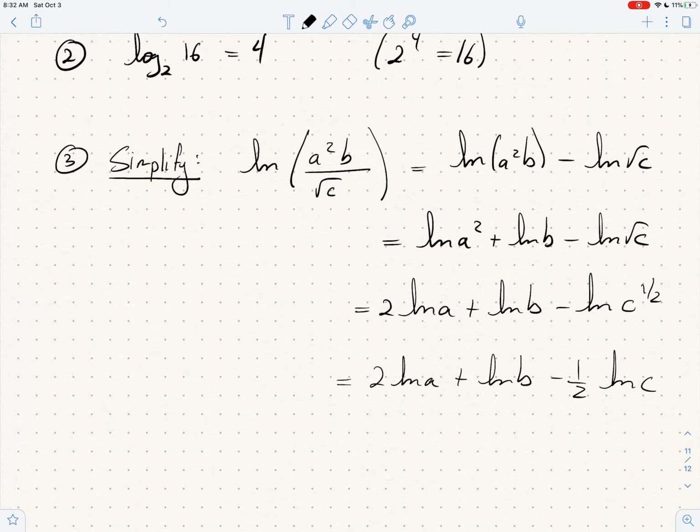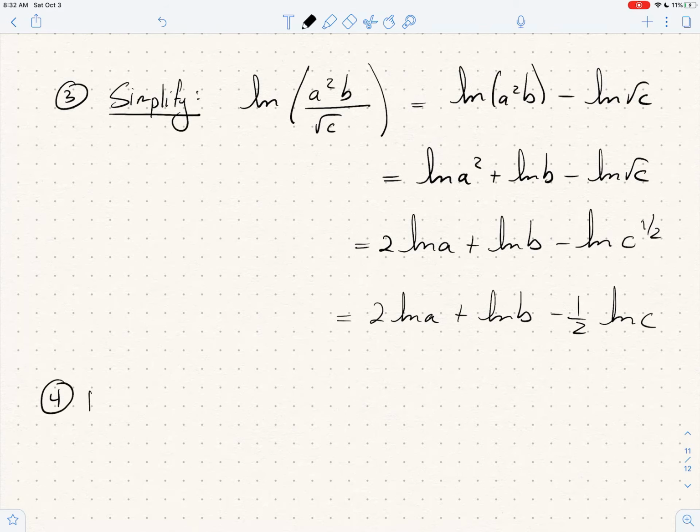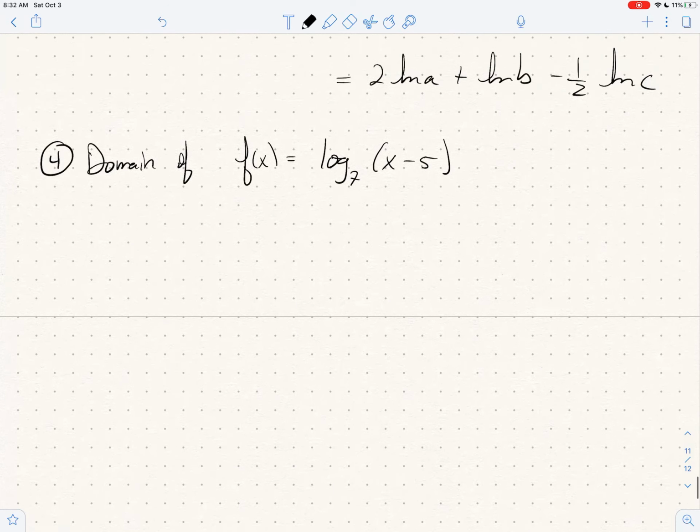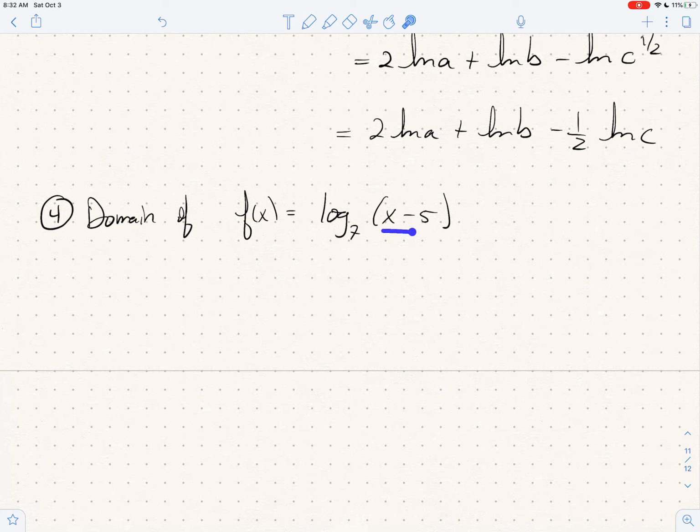Another example, I could be asked to find the domain of f of x equals log base 7 of x minus 5. The point is, when you see a logarithm, you know that whatever's inside has to be bigger than 0. And so you would just set x minus 5 bigger than 0, so x is bigger than 5. And so you can say that the domain is equal to, open bracket, 5 to infinity.